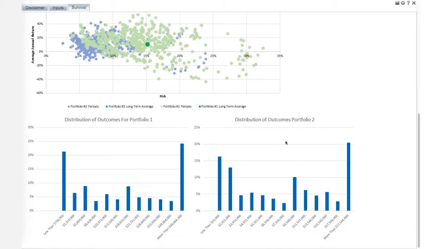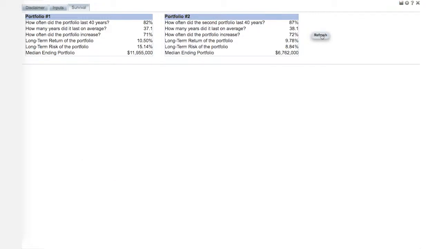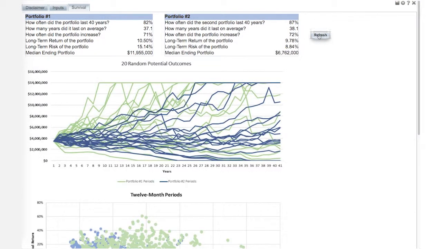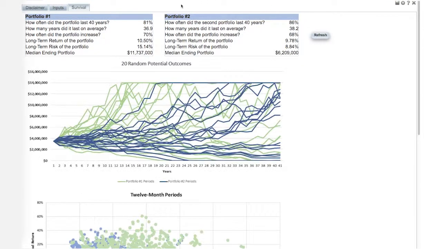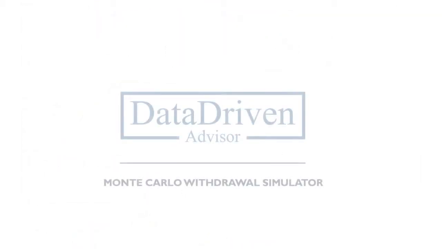And then we can come down here and look at the distribution of outcomes. This works just as well if you're comparing different portfolio constructions and different withdrawal rates over time. But when you're looking at different portfolio constructions or withdrawal rates, when you're clicking refresh, you can really see how much of a difference there is between these two portfolios or different withdrawal rates. And that concludes our primer on the withdrawal simulator.